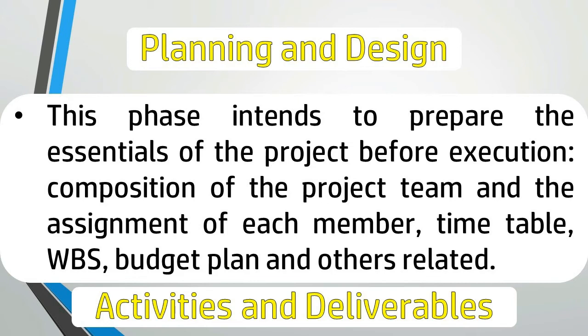Planning and design. This phase intends to prepare the essentials of the project even before execution. These essentials include the composition of the project team and the assignment of each member, a clear timetable, a work breakdown structure, a finite budget, and ready contingencies. Beyond these essentials, the project team also allocates enough resources for requirements such as office space, computers, special peripherals, etc. Activities are project team identification, detailed project scoping, project requirements analysis, project designing. Deliverables, project team composition, a printed project timetable, an illustrated detailed project scope, and printed design documents.